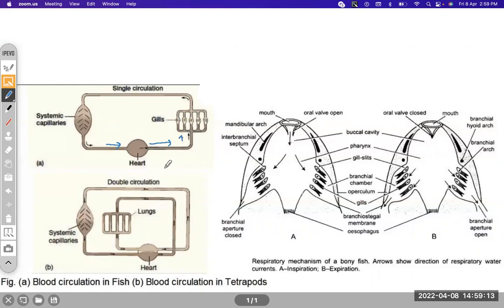This blood is carbon dioxide rich. From the heart, the ventral aorta carries this blood to the gills, and there are branches in the ventral aorta. These branches are called afferent branchial arteries, which are supplied to the gills. So these are afferent branchial arteries.